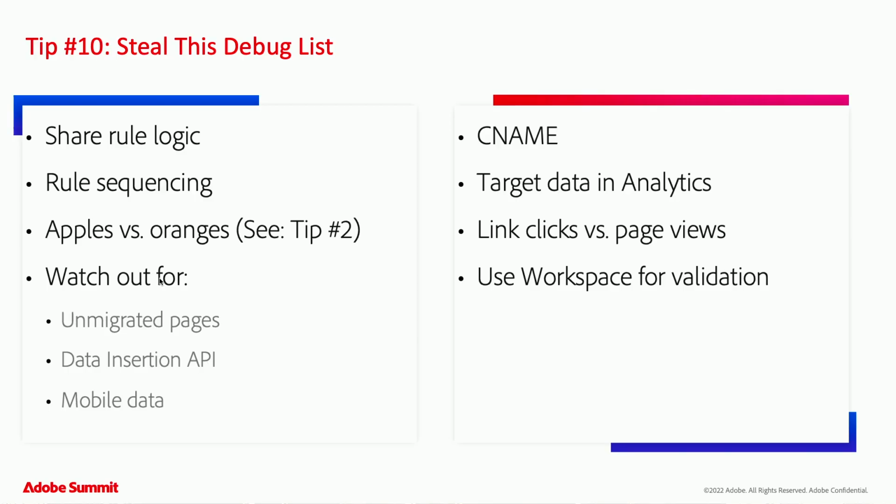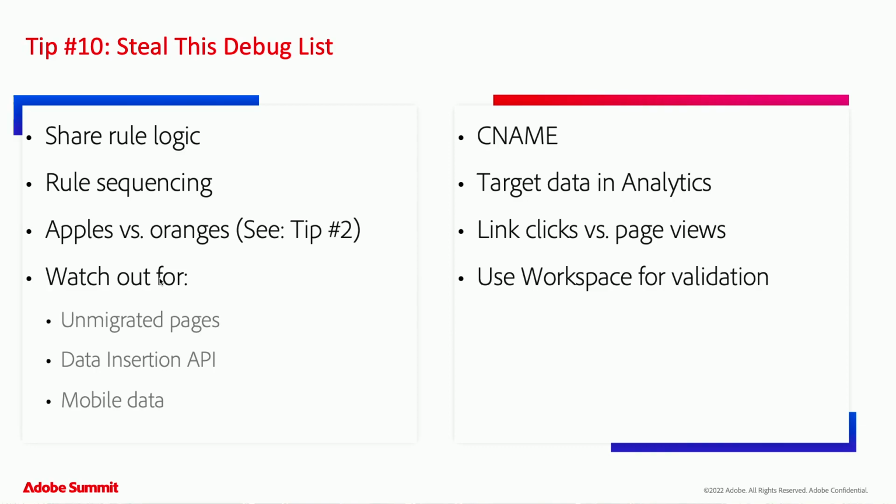Other things to watch out for: unmigrated pages, data insertion API if you're familiar with that, mobile data. These are all things that you might be putting in your global report suite, and then you start to look at big metrics like visits and page views, and you go, geez, these things don't match up. Well, the reason is you didn't migrate data insertion API, perhaps, or you haven't migrated mobile yet. So this is a similar apples versus oranges comparison. You just want to make sure that the two things you're comparing are comparable. And these are some of the things that have been gotchas that we've uncovered the hard way.